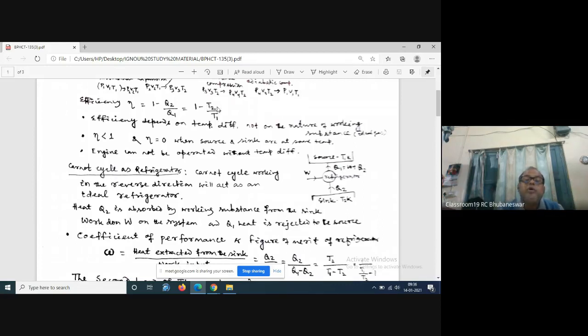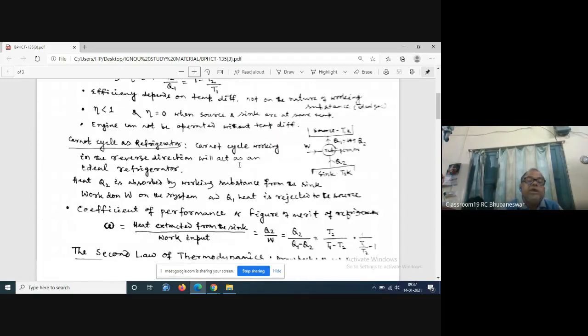Since absolute 0 is not possible, T2 cannot be 0, then efficiency cannot be 1. If efficiency cannot be 1, then you have to reject some heat to the sink. That is why for a heat engine, two things are required: one is a reservoir at higher temperature and another at lower temperature.